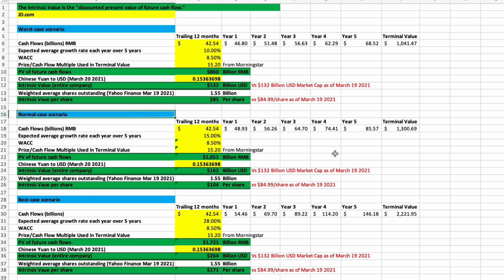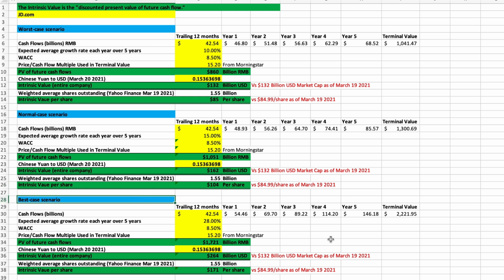Now, under the normal case scenario, we're using an average growth rate of 15% each year over the next 5 years. Then we discount all this future cash flow to the present day. Then JD's intrinsic value will be 1.051 trillion RMB or 162 billion US dollars. And if we divide this by 1.55 billion shares outstanding, JD's intrinsic value will be $104 per share.